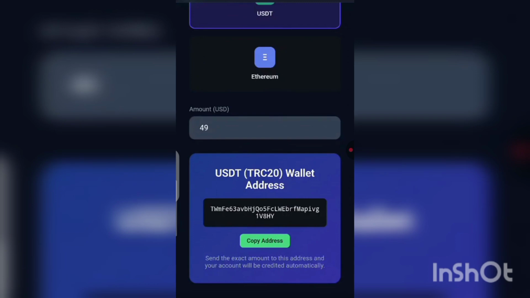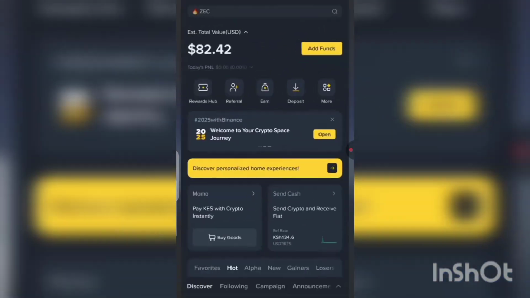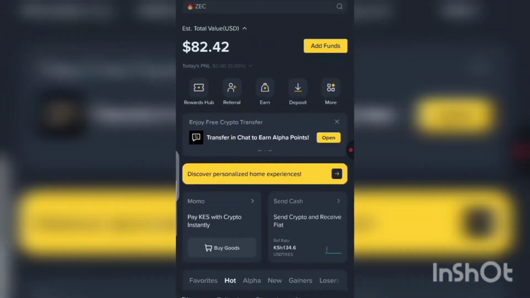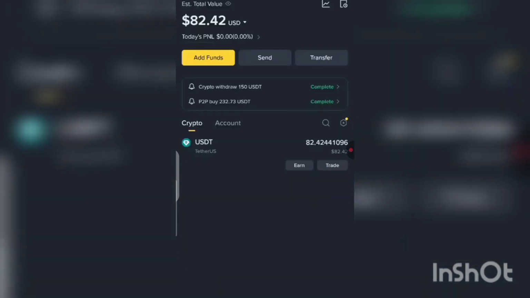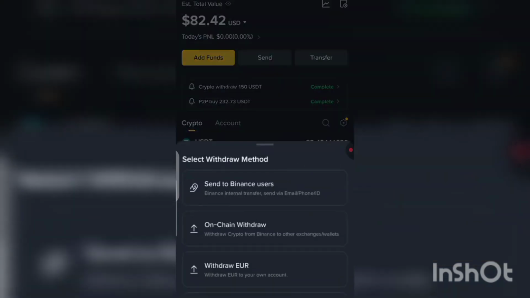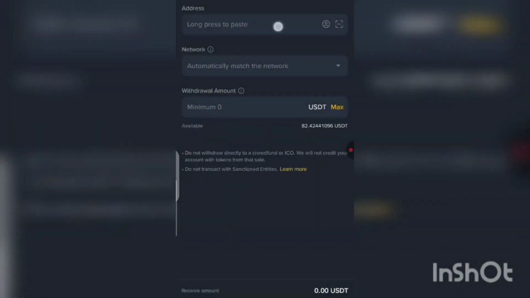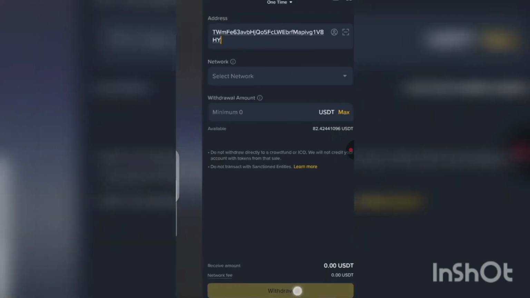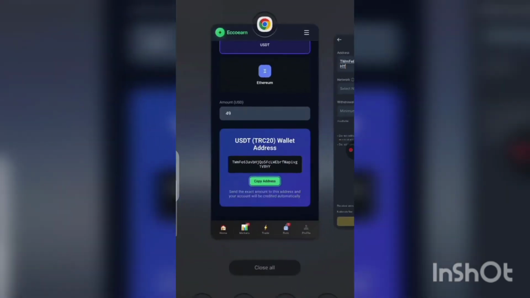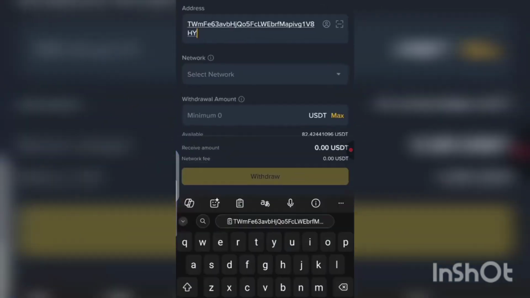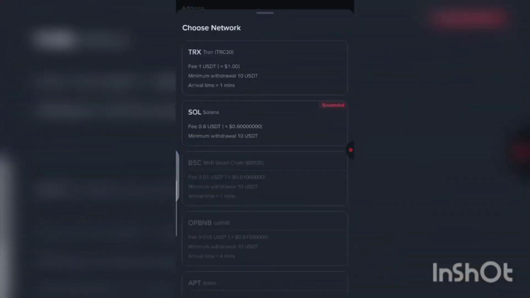As you can see, this is my USDT TRC 20 address, and I've just copied this. What we are going to be doing now is making a transfer from my Binance to my bot account. You can see I've copied my address. The next thing I'm going to be doing right now is to cross-check and send on the TRC 20 network.